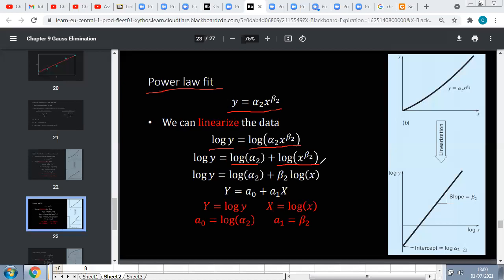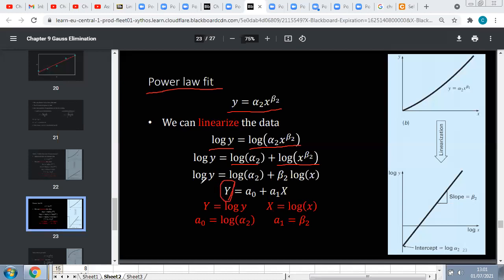And here the log is ln. No, it doesn't have to be ln, it can be log. Log of a to the power b is b times log a. When there is an exponential you have to use ln, because ln of the exponential is what gives you the desired term. But when I have a number to the power, you can sometimes use log. So log of x to the power beta 2 is beta 2 log of x.